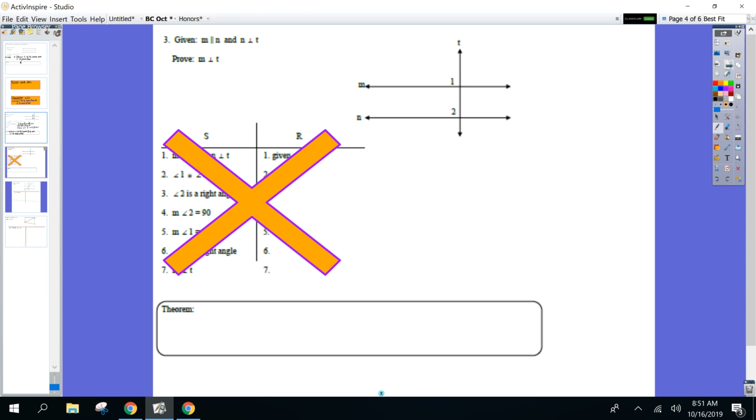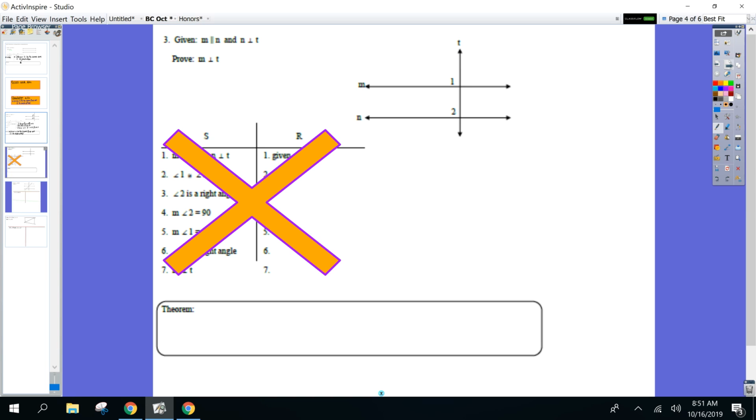But I do want to talk about the givens. You have m parallel to n, and n is perpendicular to t. So does everyone see? Now I've given you one set of parallel lines and one set of perpendicular lines. And I'm trying to prove that m and t are perpendicular.